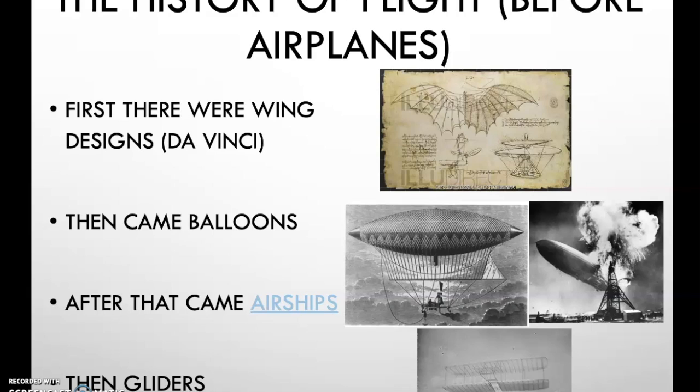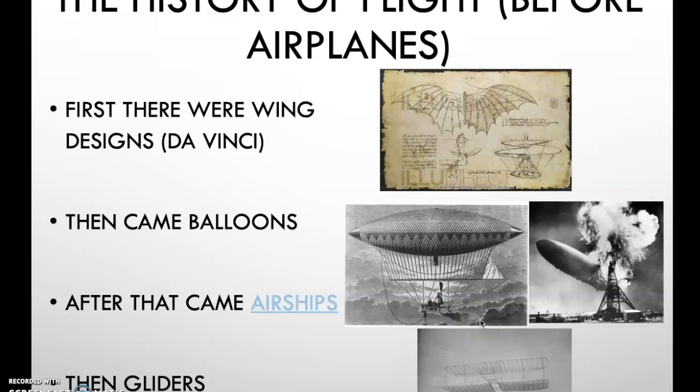First there were wing designs. We look at Leonardo da Vinci's sketchbooks, and we see that he was not only an amazing painter, but also an inventor. He has all these sketches for flying machines, and people had tried to make wings at that time and come up with all these ideas for flight. Then came balloons in the 1700s. That's where the idea of the hot air balloon came into fashion, and people were making balloons filled with gases that had to be lighter than the common gas molecules in order to fly into the sky.